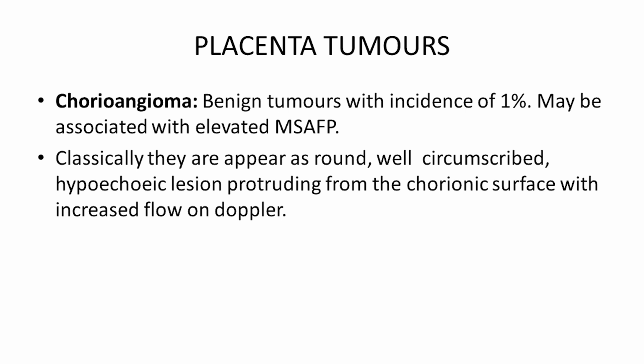Placenta tumors. One of the commonest placenta tumors is chorioangioma. It's a benign tumor with an incidence of about 1% and usually may be associated with elevated levels of maternal serum alpha fetoprotein. Classically, chorioangioma appears as a round, well-circumscribed hypoechoic lesion that protrudes from the chorionic surface, that is the fetal surface, and on ultrasound scan is associated with increased flow on Doppler. Now, this fine ultrasound scan is important because it helps us to differentiate it from an amniotic band.